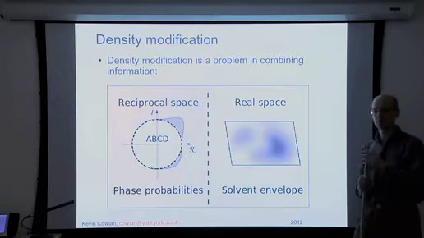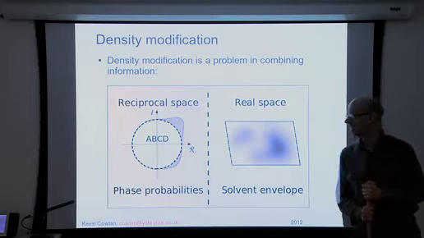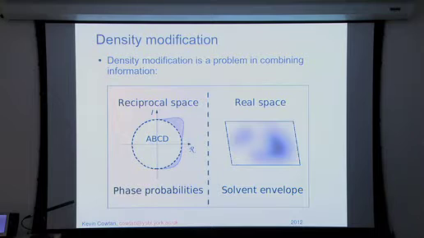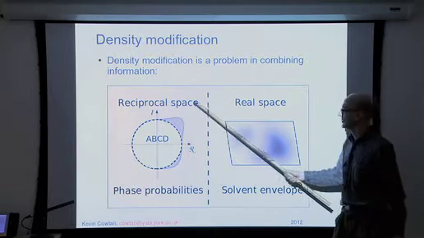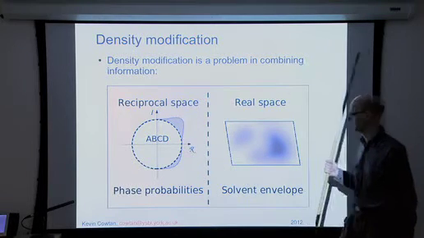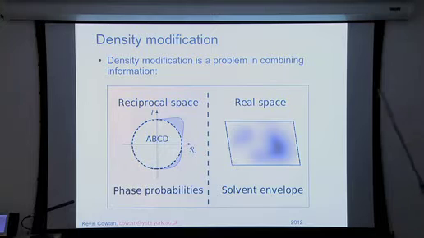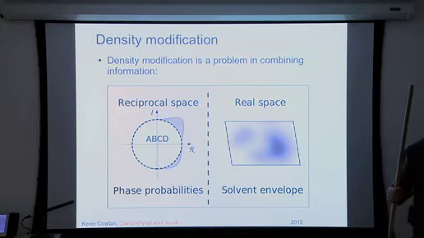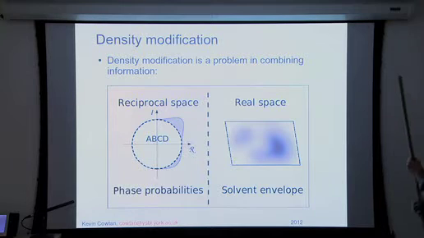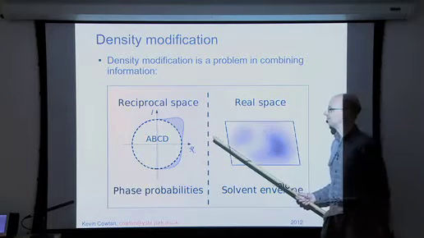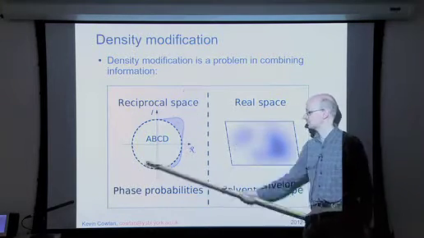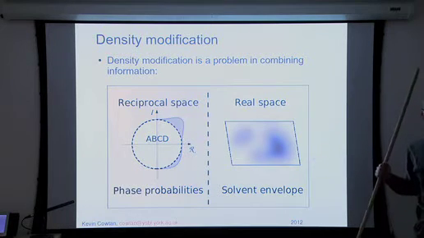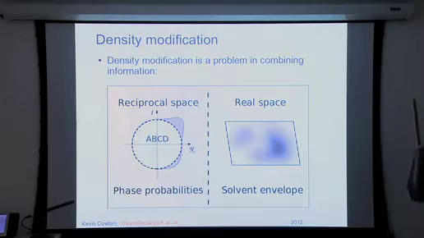So we would like to improve our electron density map. And this is where density modification comes in. It's really a problem of combining information. So we start from our reciprocal space phase probability distribution. And we want to put in some information in real space to try and narrow down the possible phases. And it's really a problem of combining information in reciprocal space, where we've got our structure factors and our phases, and in real space, where we have an electron density map.